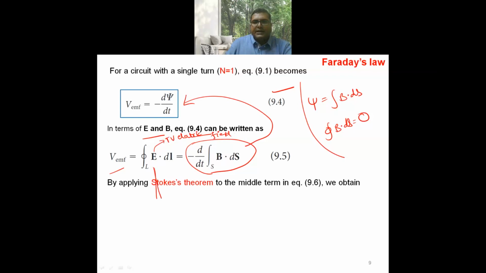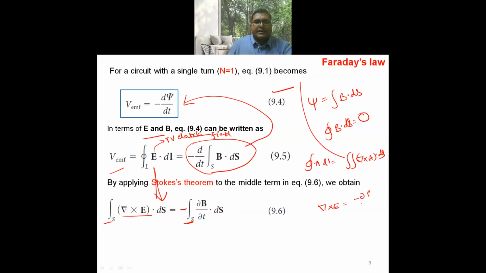Now apply Stokes theorem. Here Stokes theorem, closed line integral of A dot dl, gives a relation between single and double integral, del cross A dot ds. Now it will become surface integral of del cross E dot ds minus dou by dou t B dot ds. Here both are surface integrals. You can equate it as del cross E is equal to minus dou B by dou t. It is given by equation 9.7.